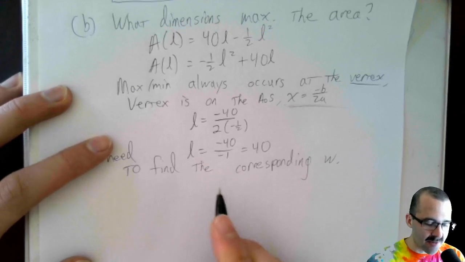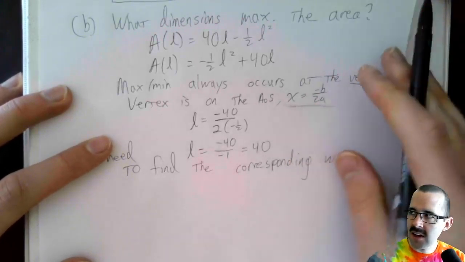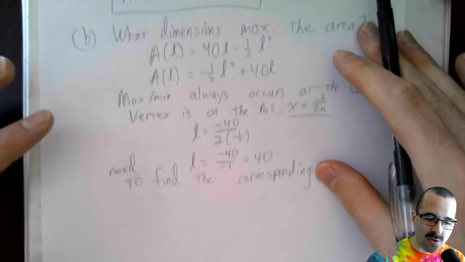All right, so need to find W. All right, so let's see. We found that L is 40. How do we find W? Watch this.